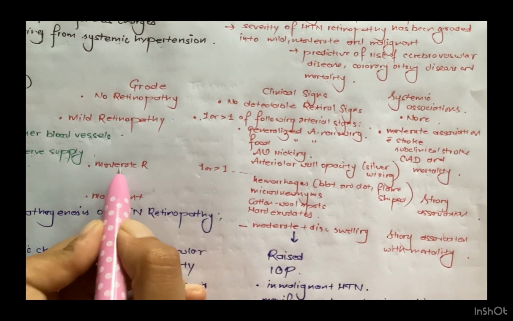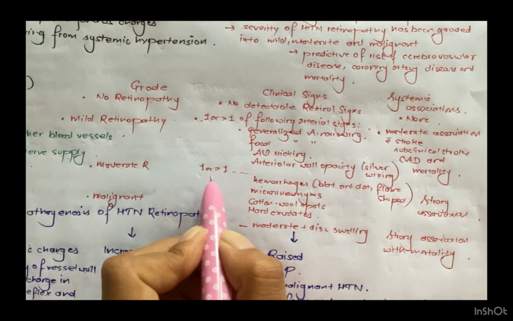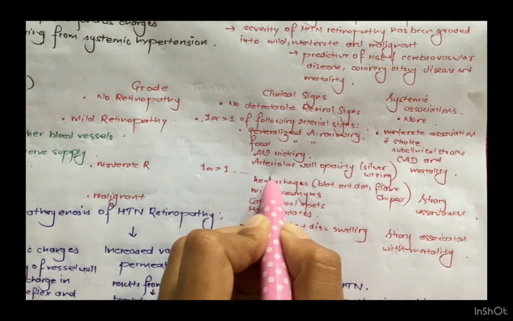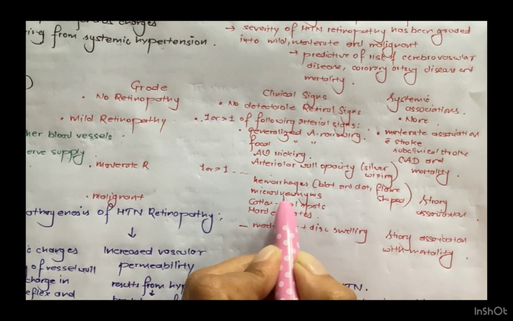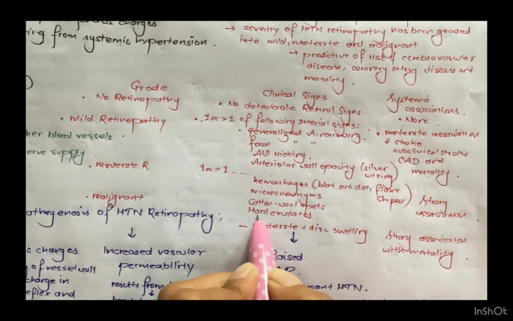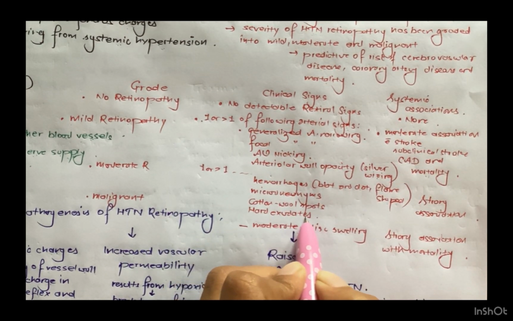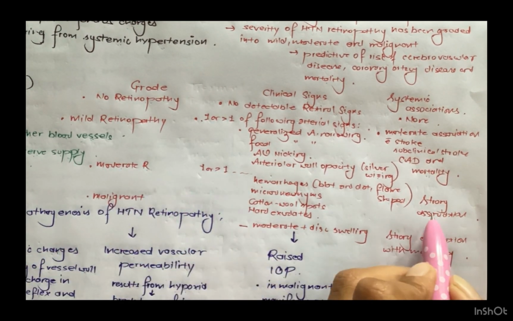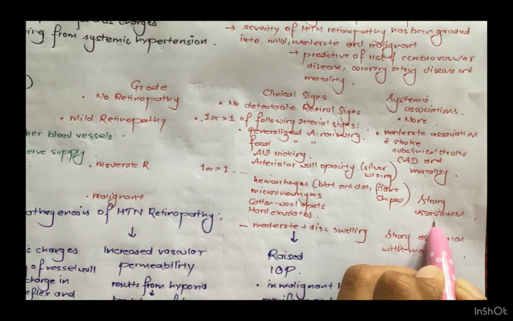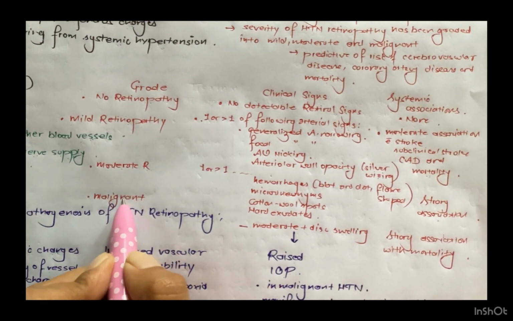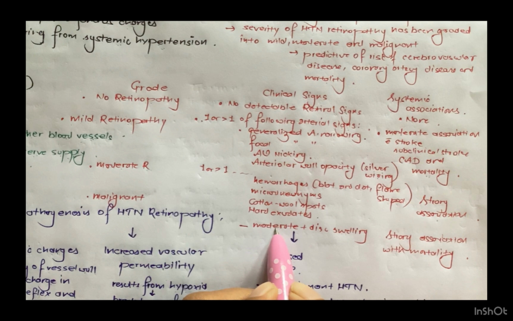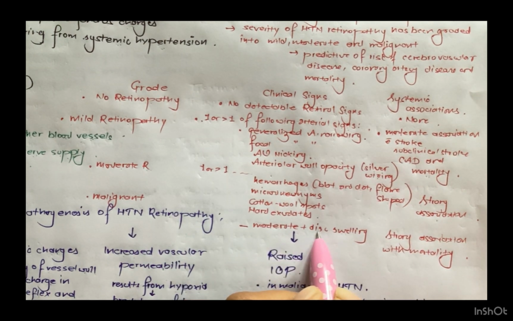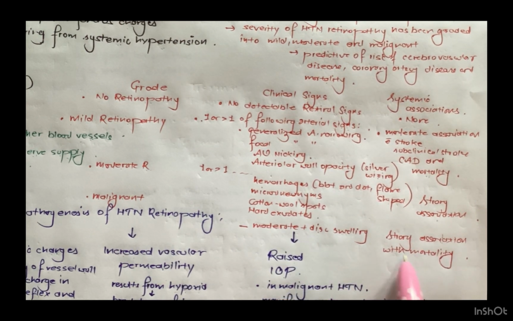And now talking about the moderate retinopathy, if there is presence of one or more of the following criteria like hemorrhages, blot and dot type or flame shaped, microaneurysms, cotton wool spots and hard exudates, then it can fall under moderate retinopathy and it has strong associations with systemic diseases. And now talking about the malignant retinopathy, there is presence of both features of moderate retinopathy and there is disc swelling also, and it has strong association with mortality.